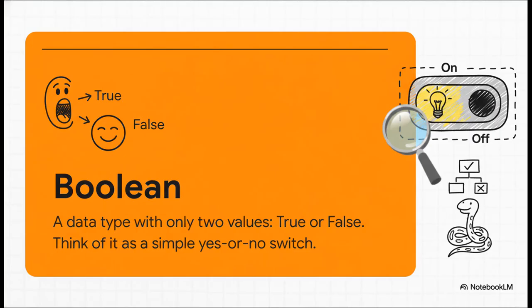So to represent a state like hungry or not hungry, programmers use this special data type called a Boolean. And it's super simple. It can only ever be one of two things, true or false. Just think of it like a light switch, right? It's either on or it's off. There is no in between.